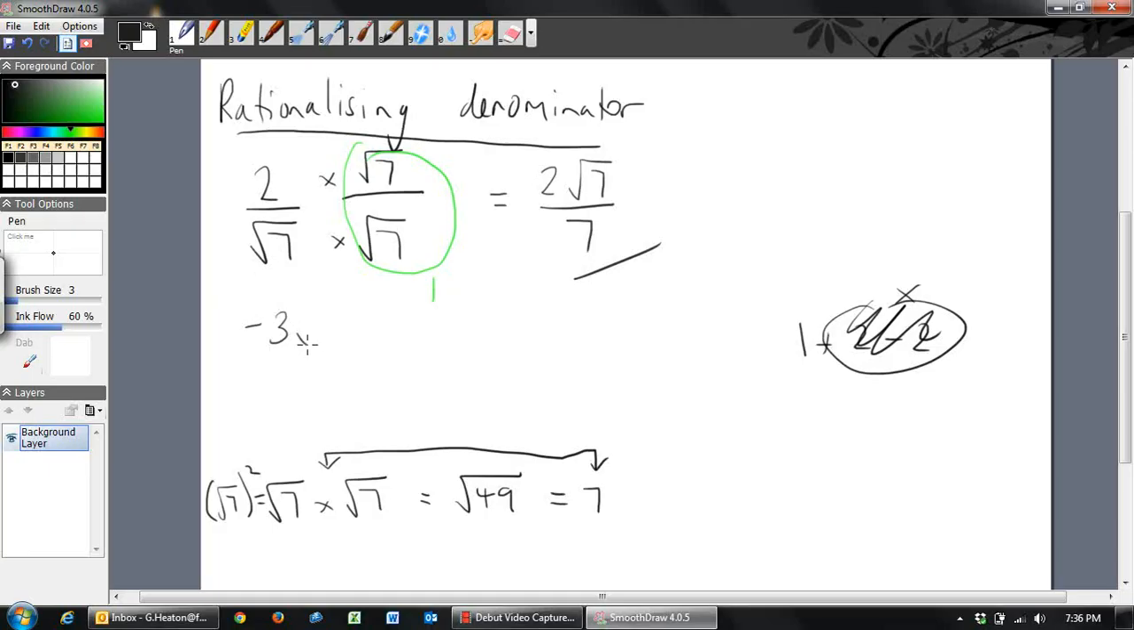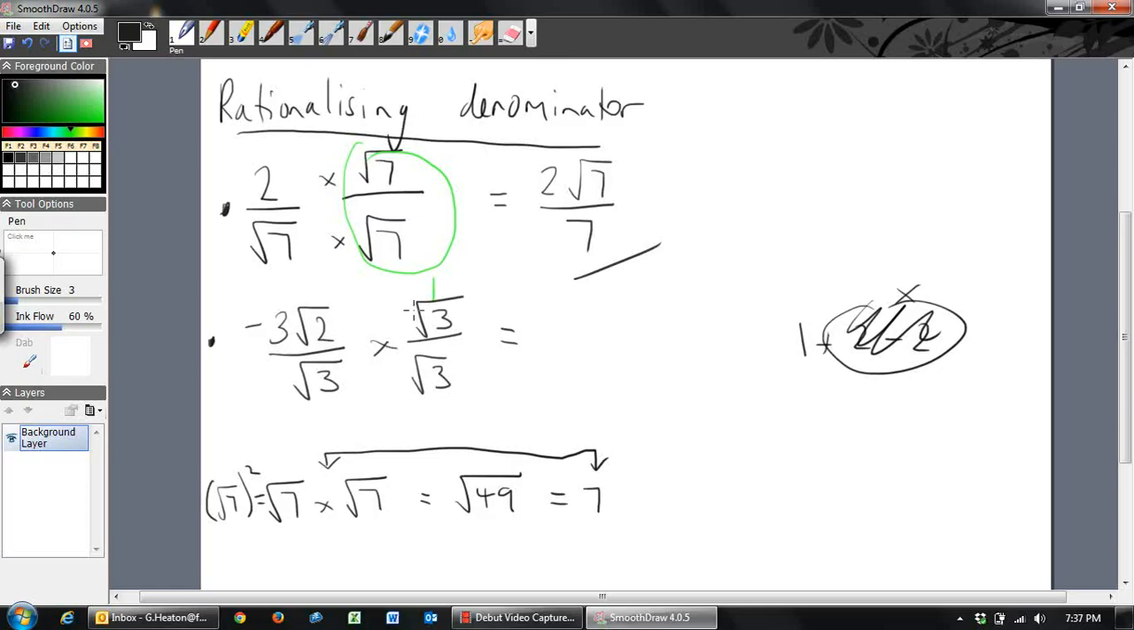Minus 3 root 2 over root 3. Let's have a look at that as another example. Okay, how do we get rid of this root 3? Well, we need to multiply by root 3. So let's multiply the bottom line by root 3. We're not allowed to do that on its own, remember, so we need to multiply the top line by root 3 as well. Let's multiply this out.